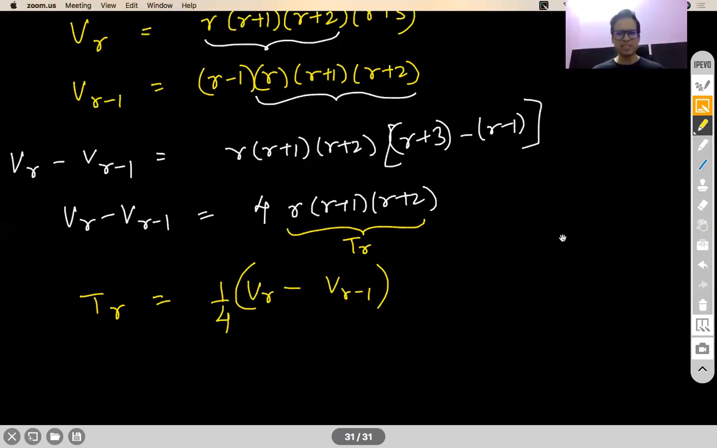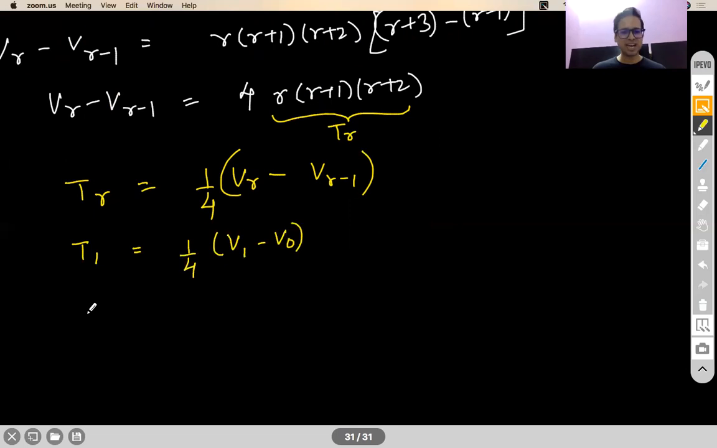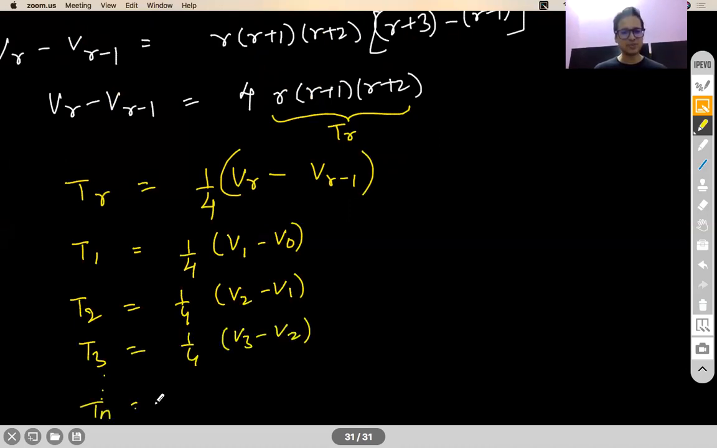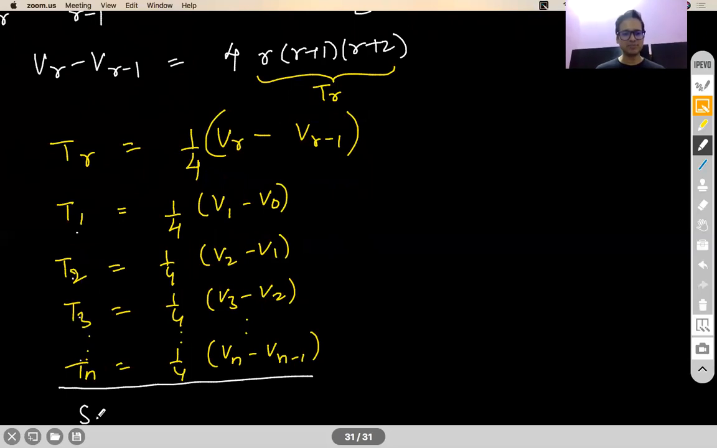This is what we wanted. So most of you would be thinking, okay, fine, you got it, but how is it helping you to solve the sum? It is very much helping you to solve the sum. If you put your R as 1, you end up getting this. If you put R as 2, you end up getting this. If you put R as 3, you end up getting this. And keep doing it till you reach your nth term, which will be 1/4 Vn minus Vn minus 1. Now try to add it. If you add it, T1, T2, T3 till Tn is your sum.